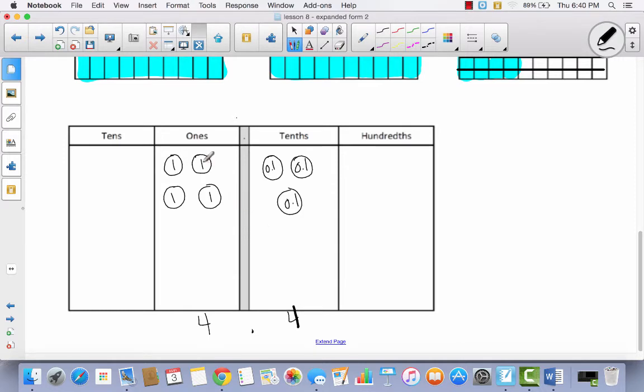Well, we could decompose these ones, right? What would happen if I moved all 4 of these here? What happens when you move a 1 to the tenths place? How many tenths are in one whole? Well, that would be 10, right?